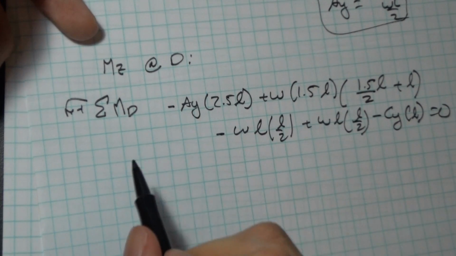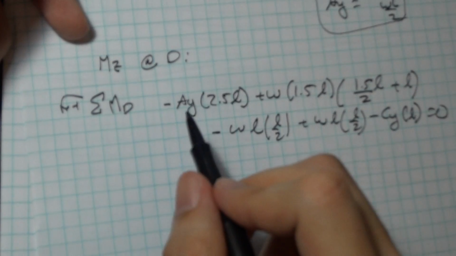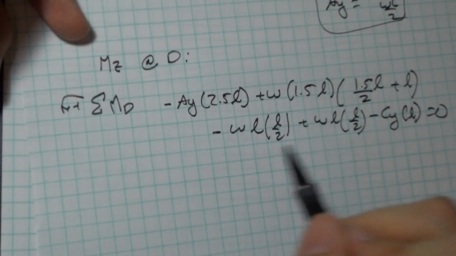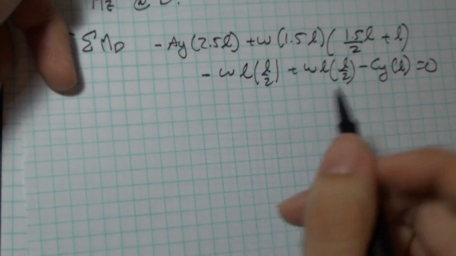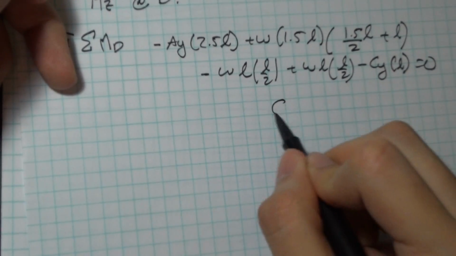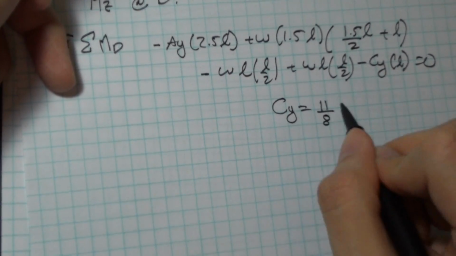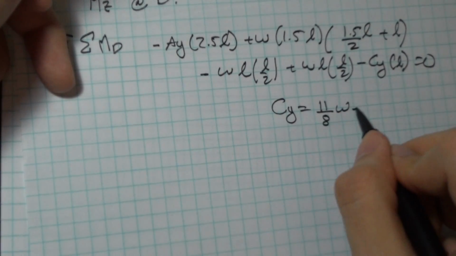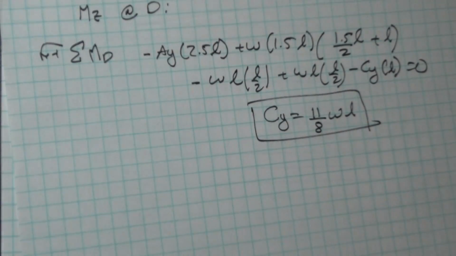It's not a particularly hard equation, but there are a lot more terms, a lot more signs you have to keep track of, and a lot more room for error, and you want to minimize your chance for error. If I were to actually solve this, and this is the way you can check your work later, I should get that CY is equal to 1/8 WL. So those are 2 reactions. I'll let you solve for the last 2.